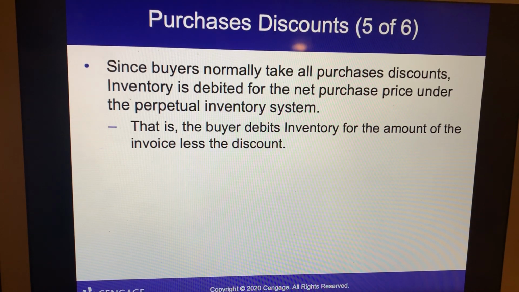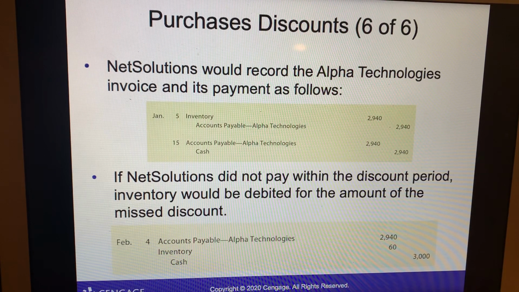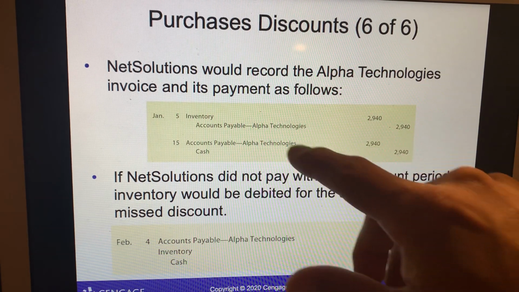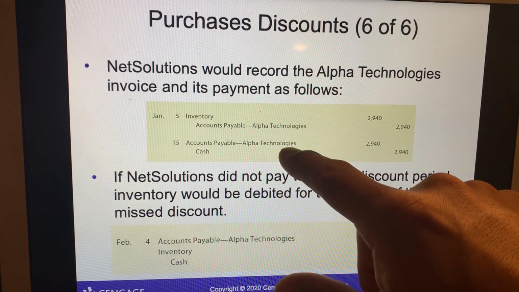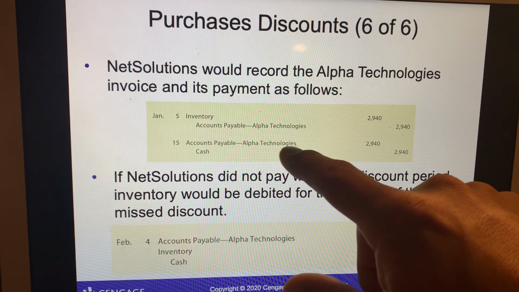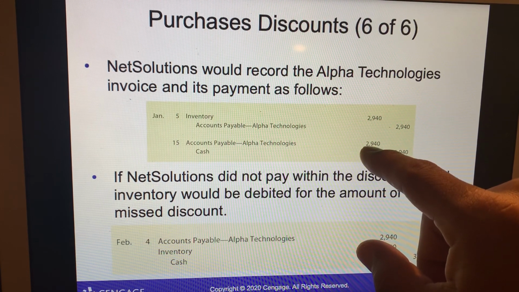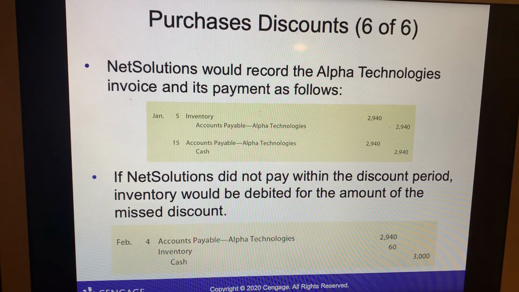Since buyers normally take all purchase discounts, inventory is debited for the net purchase price under the perpetual inventory system. That is, the buyer debits inventory for the amount of the invoice less the discount. So here's what this looks like. Net Solution would record the Alpha Technologies invoice and its payment as follows. So here's our inventory, it's going to accounts payable for $2,940. So accounts payable, we paid within 10 days. Accounts payable $2,940, and it comes out of our cash. We just paid Alpha Technologies within the 10-day period.